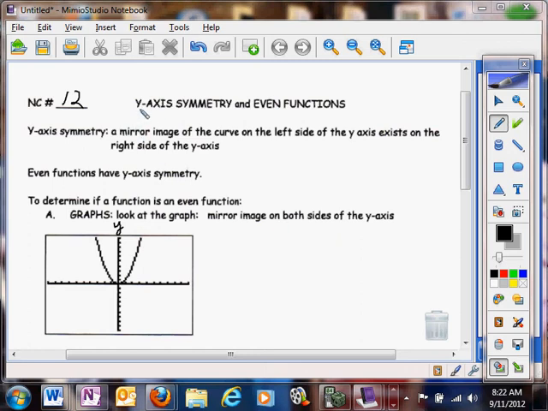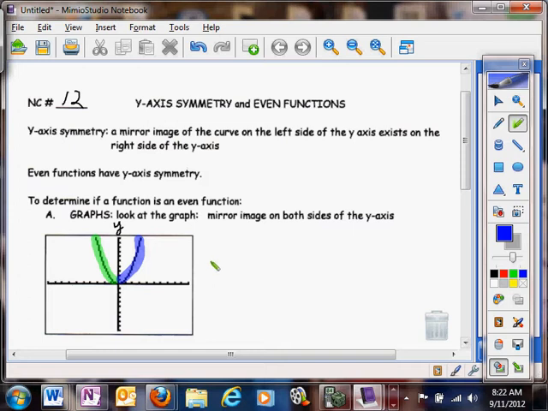Note card 12 is y-axis symmetry and even functions. It says y-axis symmetry is a mirror image of the curve on the left side of the y-axis exists on the right side of the curve. So if this is my y-axis here, if the left side is a mirror image of the right side, then I have y-axis symmetry or even symmetry. Okay? It says the even functions have y-axis symmetry.